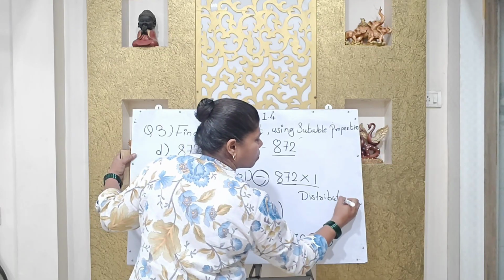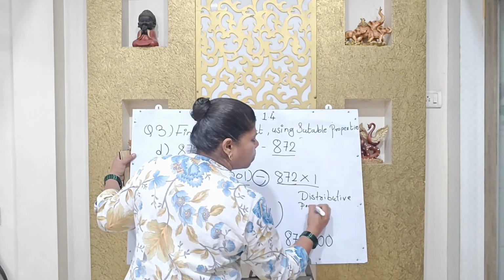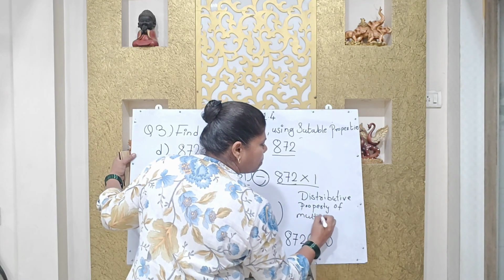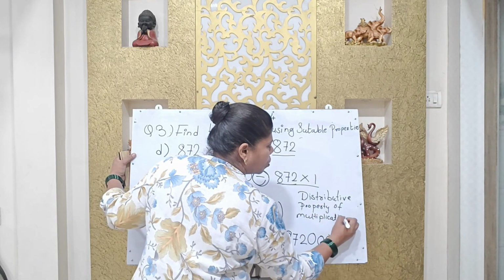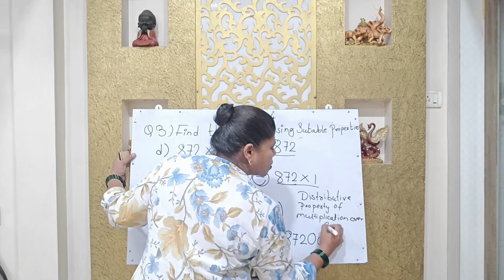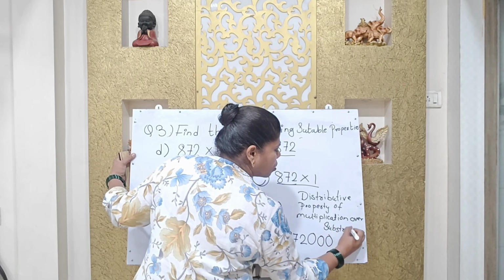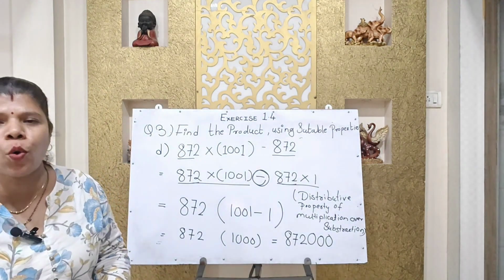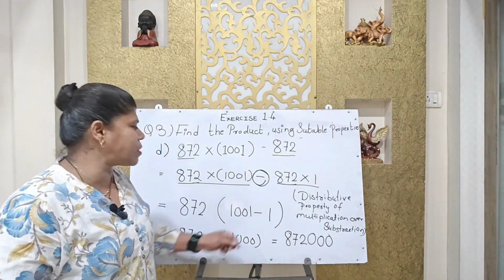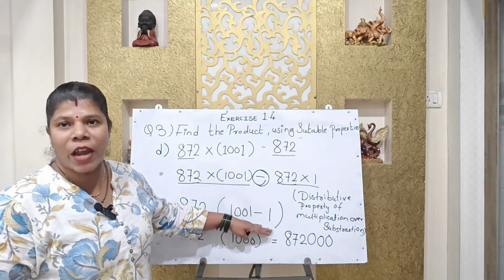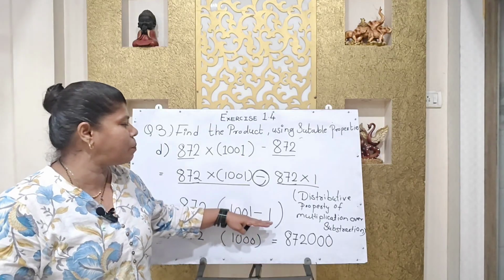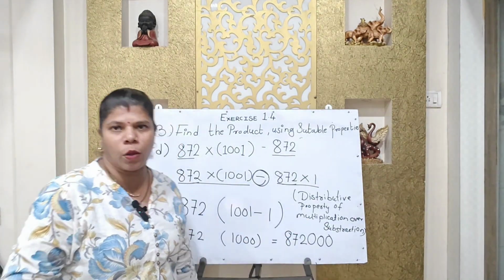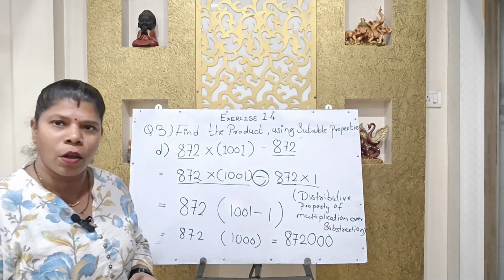Distributive property of multiplication over subtraction. Which property have we used? The distributive property of multiplication over subtraction, because we have subtracted here. We subtracted 1 from 1001. So we performed the function of subtraction. So we just change the word addition or subtraction according to the property.